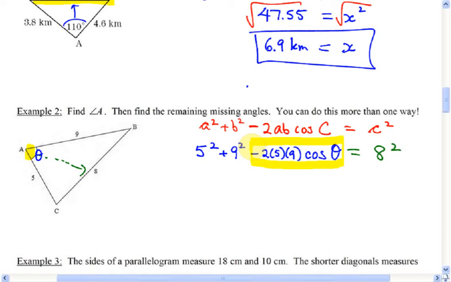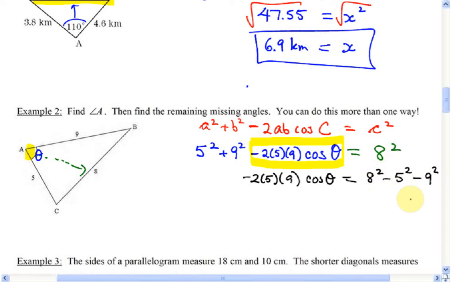Divide them? Subtract them, right? Like algebra. This is positive 5 squared, we're going to subtract. Positive 9 squared, we're going to subtract. So this is what I'd like you to do. Let's keep the negative 2, the 5, the 9, the cosine theta on the left side. And on the right-hand side, we'll have 8 squared minus 5 squared minus 9 squared.